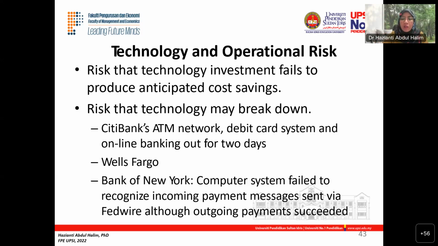Kena make sure that semua ATM ada duit. Okay, so that kind of things yang kita kadang-kadang rasa we don't care. Kita nak pergi ambil duit je, kita tahu, kan, but we don't care. But from their side, they have to really take care of this operational risk, especially on the computer system.